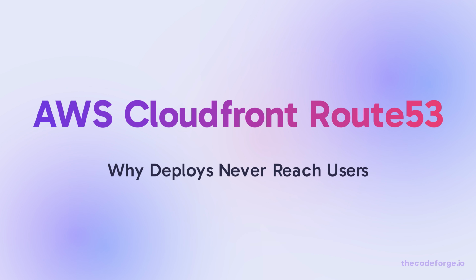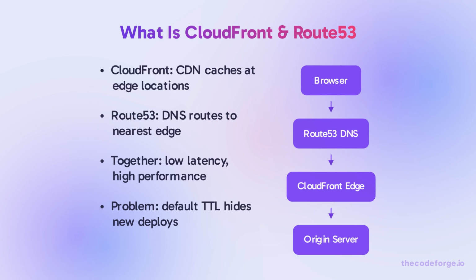Before we dig into that production issue, let's cover Amazon Web Services CloudFront Route 53. CloudFront caches content at edge locations worldwide. Route 53 directs users to the closest edge. This reduces latency from 2.5s to 400 ms. But the default TTL of 24 hours means your deploy is invisible until the cache expires or you invalidate it.